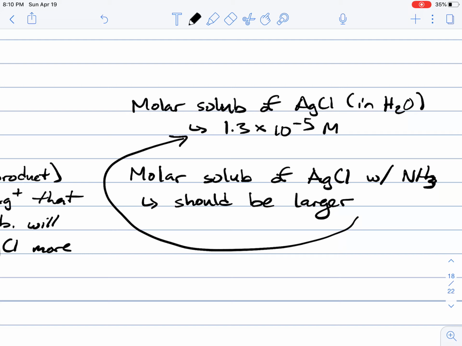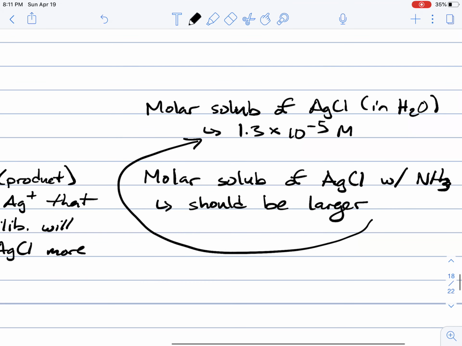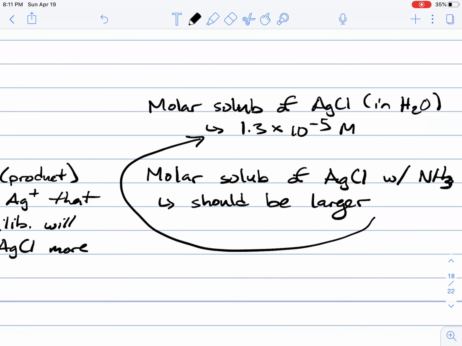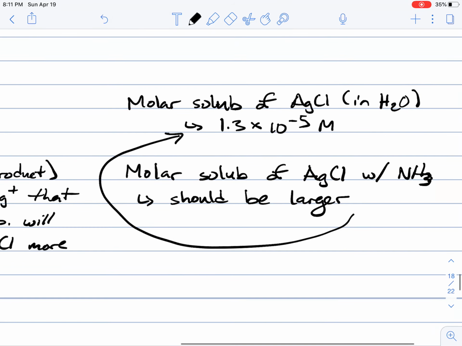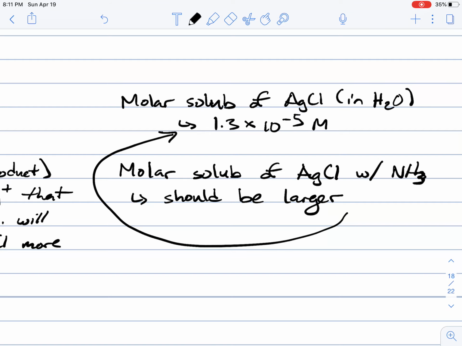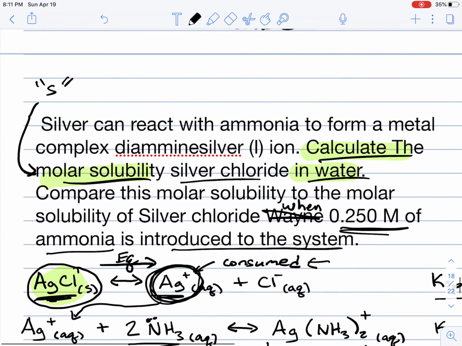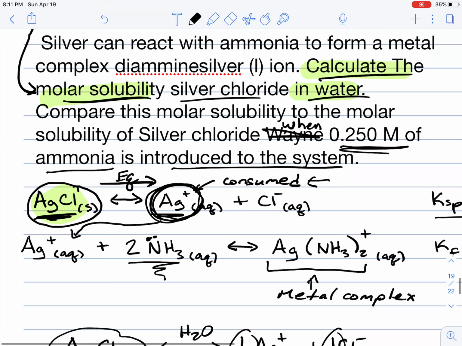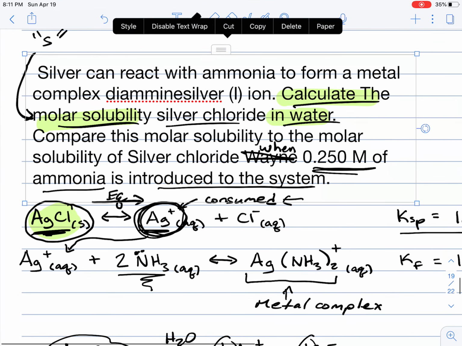So when we perform this actual calculation, which we will do in just a second, our answer should be much higher than 1.3 times 10 to the negative 5. And so if your answer is lower than 1.3 times 10 to the negative 5, then you did something wrong in your calculation. And so by understanding the principle, by understanding that chemical reaction and being able to predict what will happen, it gives us this ability to check our work. Okay? So that's basically what I'm trying to convey in a very long-winded way.